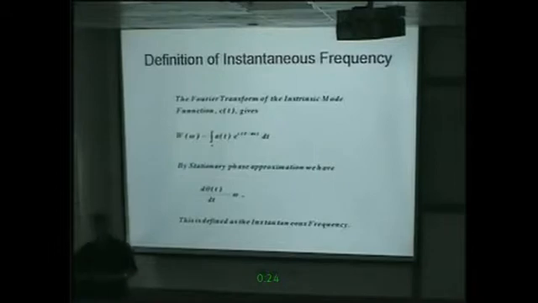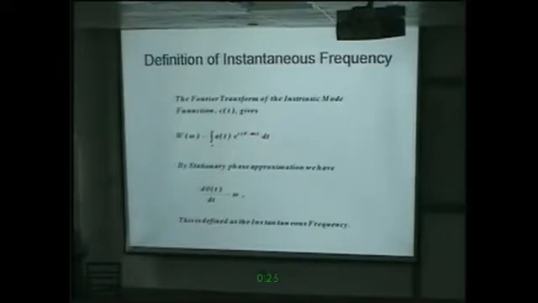I can compute the instantaneous frequency. The instantaneous frequency is defined this way. I have my intrinsic mode function. I will make a Hilbert transformation, a Fourier transformation of the intrinsic mode function. The Fourier transformation can be written in this form because this is written as A e^{iθ}. The Fourier transformation is multiply e^{-iωt}. So it's θ minus ωt.